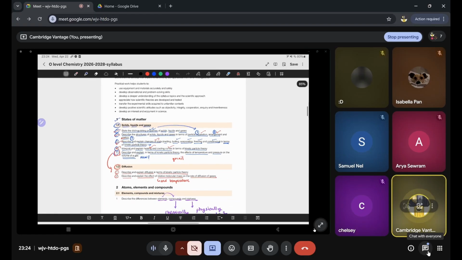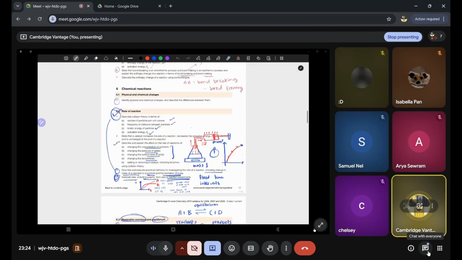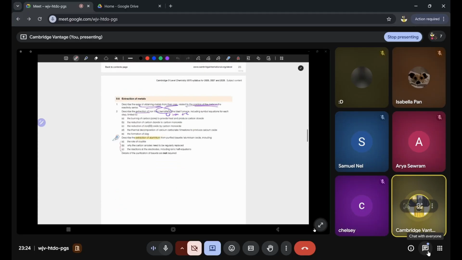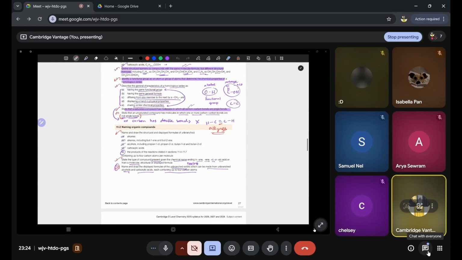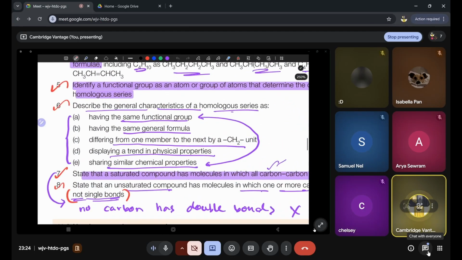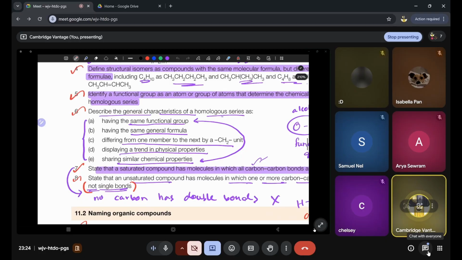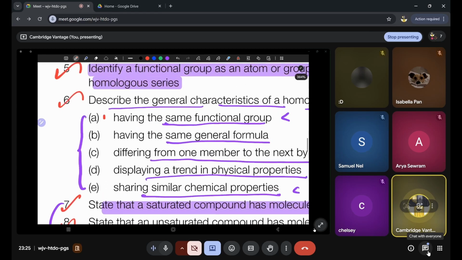If you look at the syllabus and go all the way down, search for the organic part. You will sometimes have confusion about what part you are supposed to include for characteristics, or what you are allowed and not allowed to write down. These are the points that you're allowed to write down, these points from A to E.